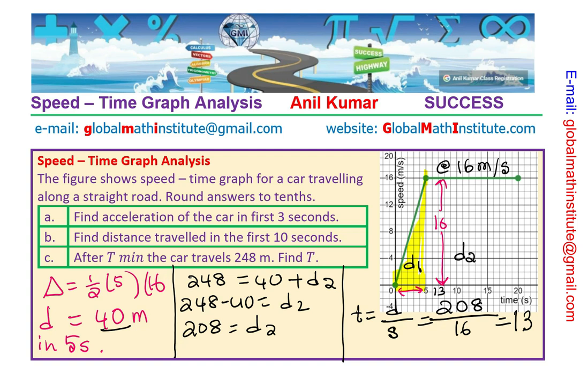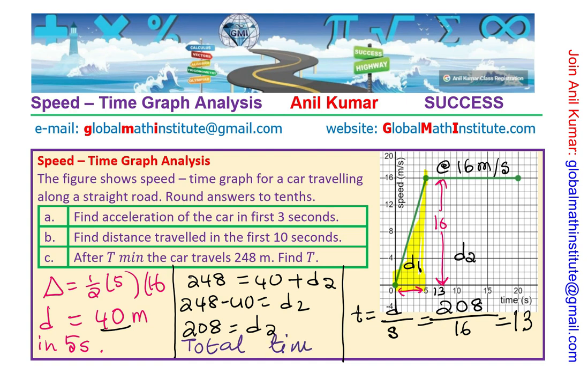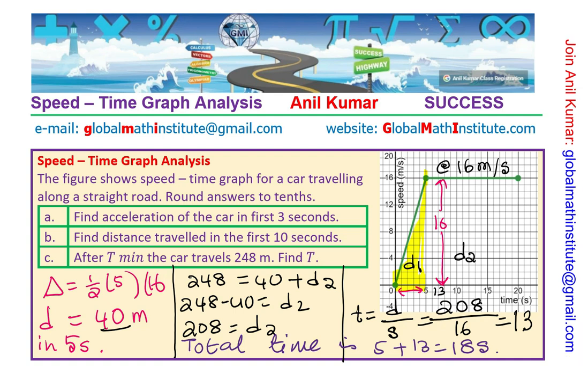So now let's move on to new page. 5 and 13, total time is 18 seconds. So I hope this part is absolutely clear. We made it simple by finding out area of the rectangle, which is going to give us additional distance, right? So 208 more than 40, which was covered during acceleration.